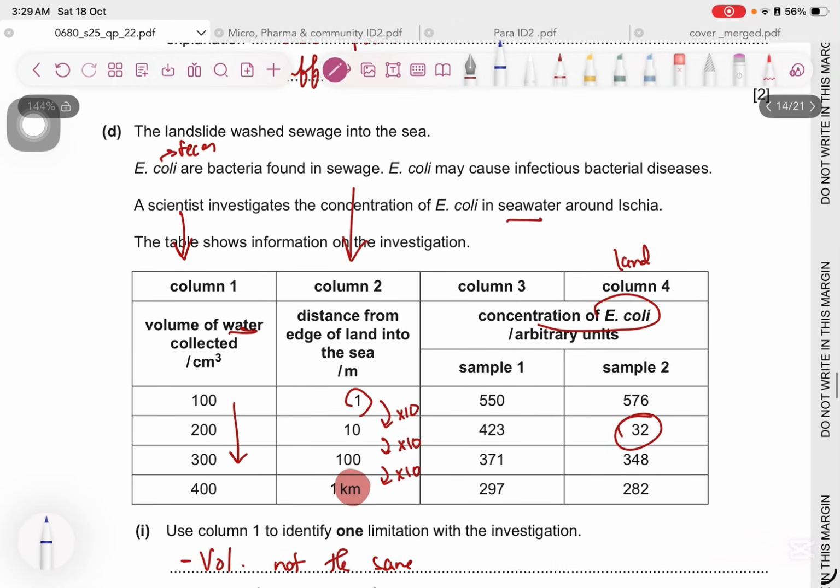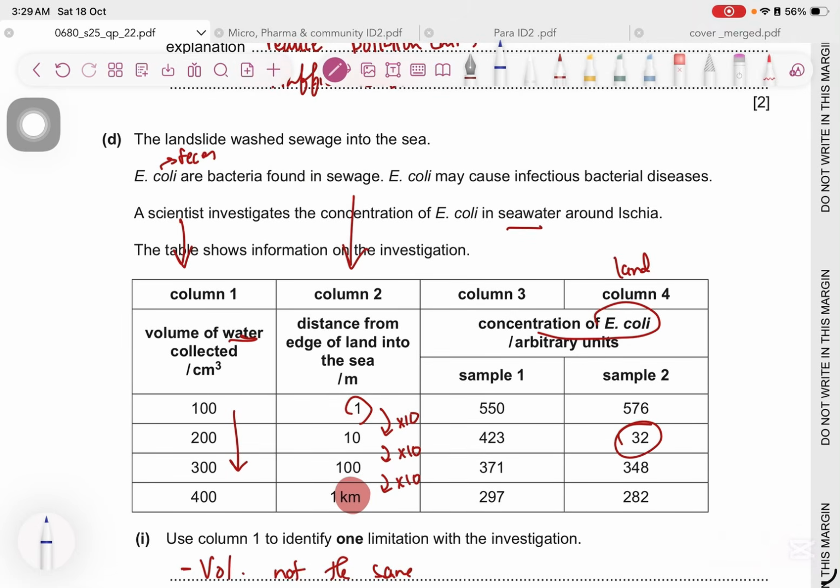The landslide washed sewage into the sea. By the way, guys, E. coli is a normal bacteria present in our gut, okay? And this bacteria is dangerous once it leaves its habitat, okay? So once it leaves the intestines, it becomes dangerous. I'm just telling you this because it feels nice to feel smarter, okay?